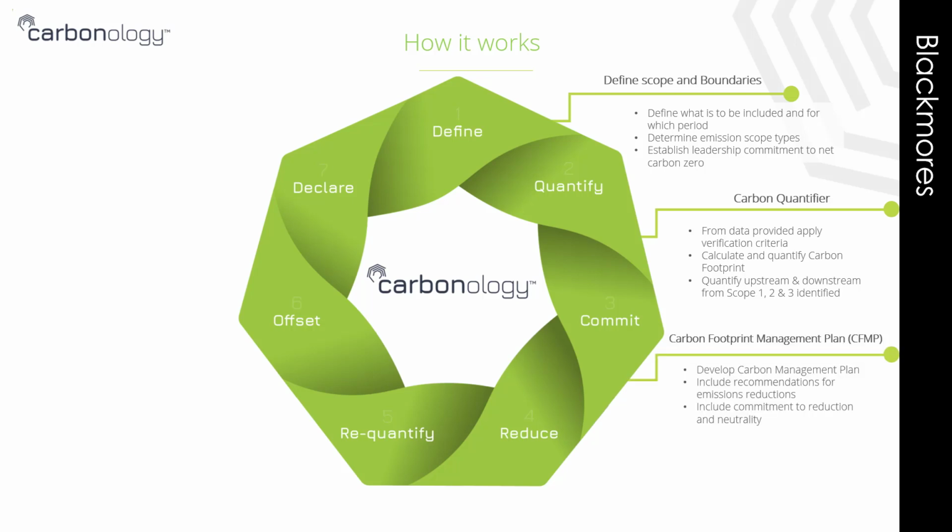The next stage, the third stage, is commit. So you need to have some kind of commitment to becoming carbon neutral. And the requirement of one of the standards says that you need to have a carbon footprint management plan. So by developing that carbon management plan, you can include recommendations for emission reductions and also your commitment to reducing your energy and carbon emissions. Okay, because ultimately this is your sustainability roadmap to achieving carbon neutrality.